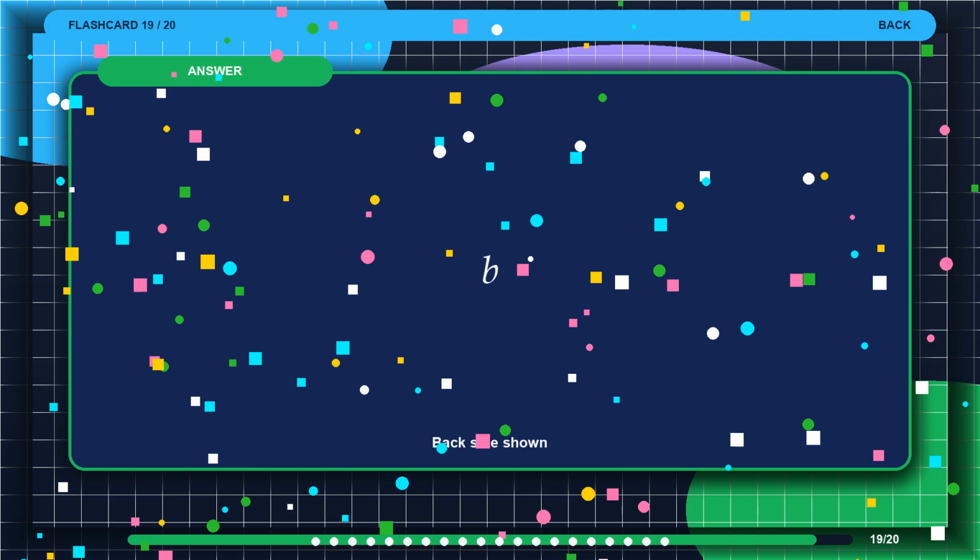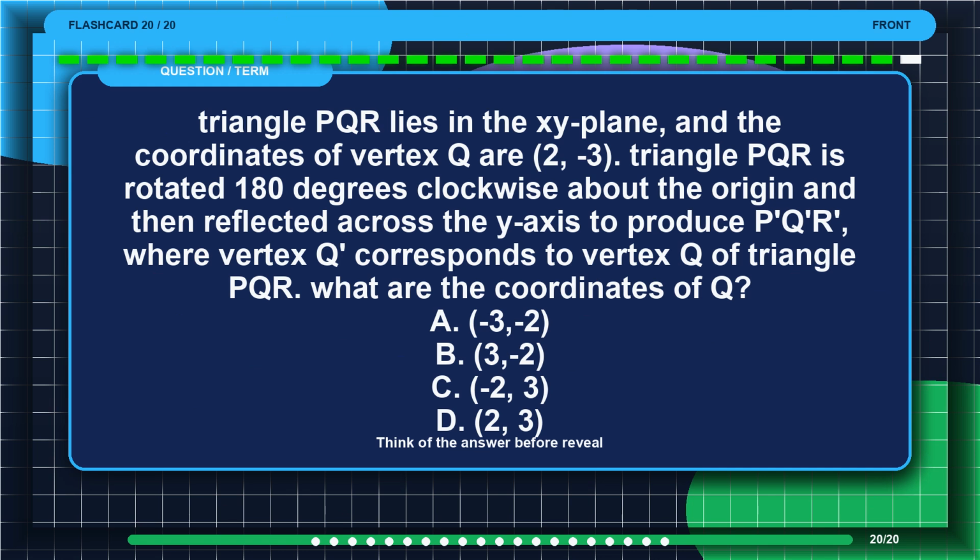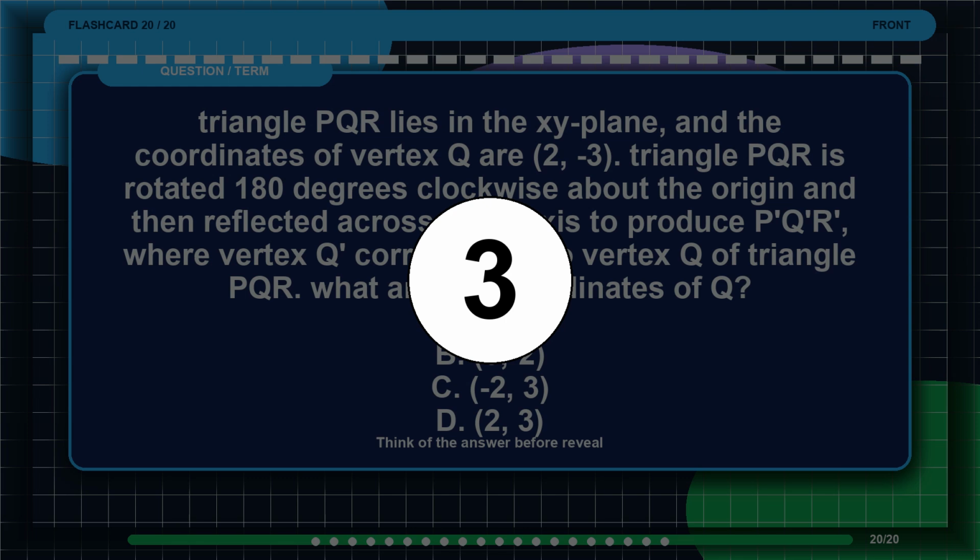The answer is B. Flashcard 20. Triangle PQR lies in the xy-plane, and the coordinates of vertex Q are (2, 3). Triangle PQR is rotated 180 degrees clockwise about the origin and then reflected across the y-axis to produce triangle P'Q'R', where vertex Q' corresponds to vertex Q of triangle PQR. What are the coordinates of Q'? A. (3, 2), B. (3, -2), C. (2, 3), D. (-2, 3). Pause and think of the answer before the reveal.